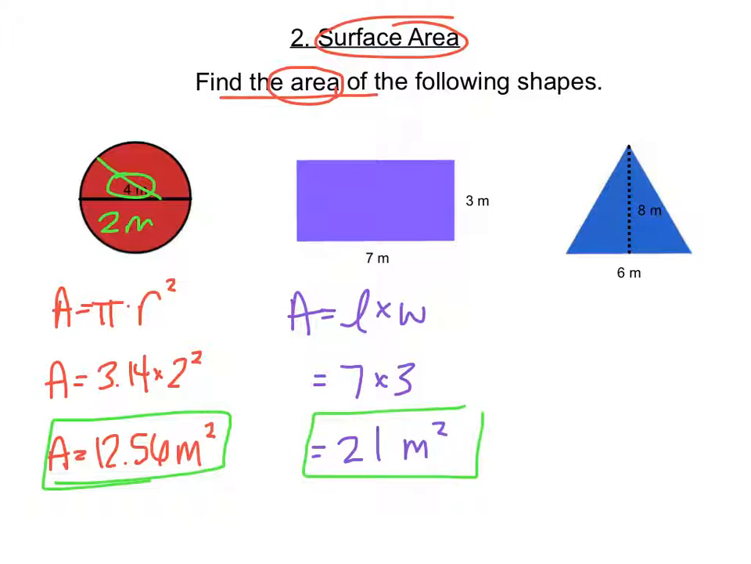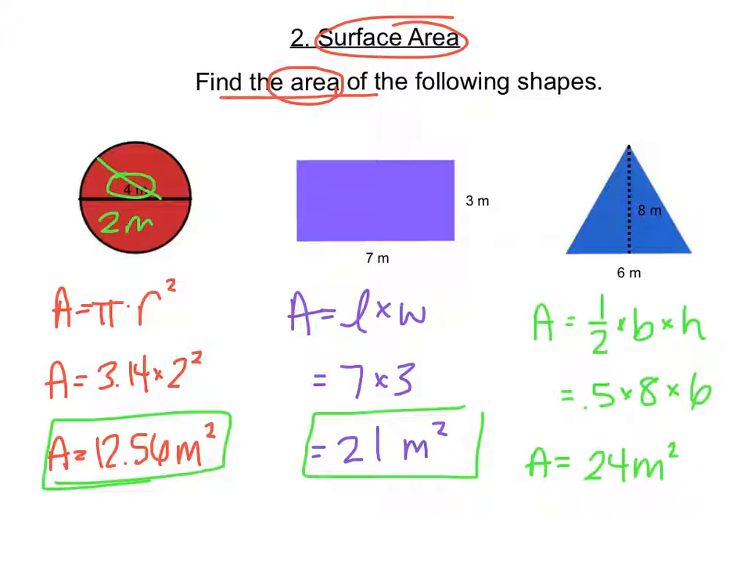And finally, we have a triangle. Remember, the area of a triangle is 1/2 base times our height. And remember, it's only a half because a triangle is half of a square. So we have 0.5 times 8 times 6. 8 times 6 is 48 divided by 2. We get an area of 24 meters squared. Knowing these area formulas for these three shapes is going to be highly essential for today and very helpful when we're finding surface area.